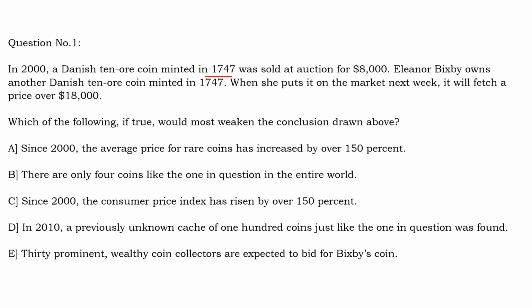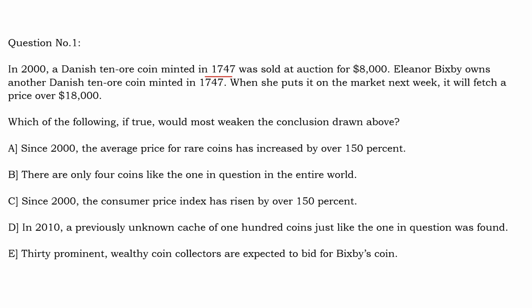And now this was done in 2000. Now she is going to put another coin of the same denomination, a Danish ten ore coin. She has another one, and she is going to put it on the market. It will fetch a price of $18,000, almost 1.5 times the original price she got in 2000. So now 24 years later, she is going to get $18,000. That is the conclusion. The coin that she is going to put up for auction next week is definitely going to fetch $18,000.